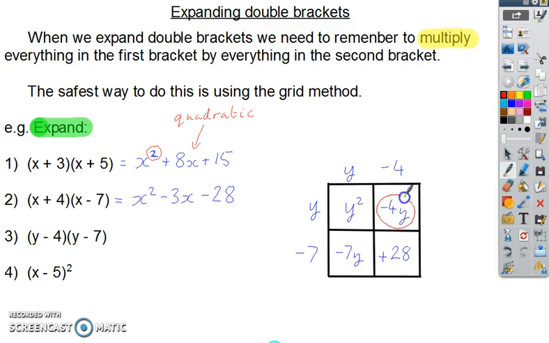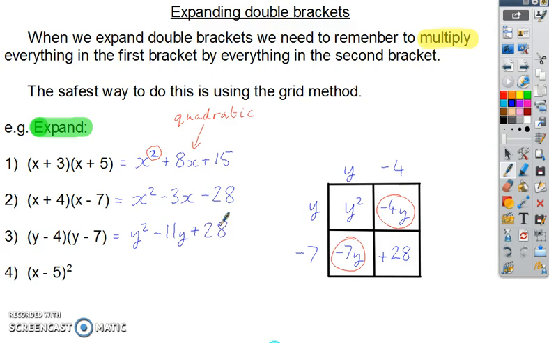We can have a look at this and say, we've got negative 4y, we've got negative 7y. We can put those together in just a moment. Another quadratic expression. All these are going to be quadratic expressions. Leading us off, we've got y squared, minus 4y minus 7y is minus 11y, with a plus 28 on the end. There you go, easy as that, people.